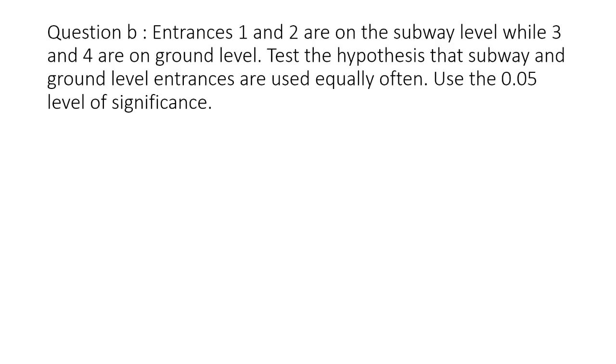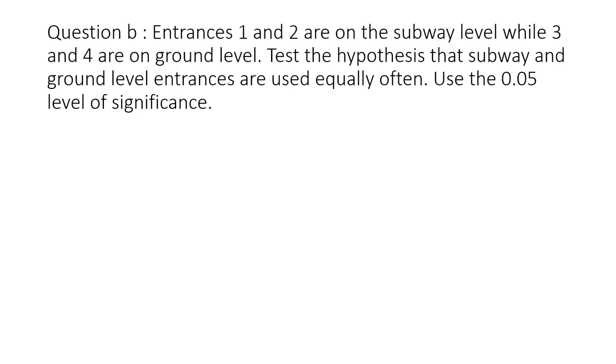Now, we go into the second question. Entrances 1 and 2 are on the subway level, while 3 and 4 are on ground level. Thus, the hypothesis is that the subway and ground level entrances are used equally often. Use the 0.05 level of significance.